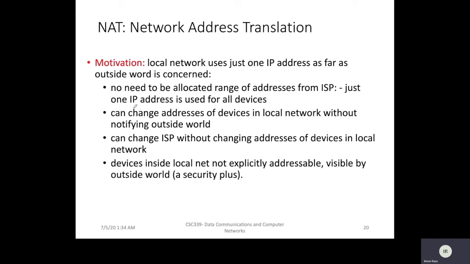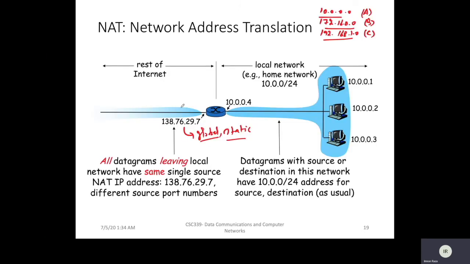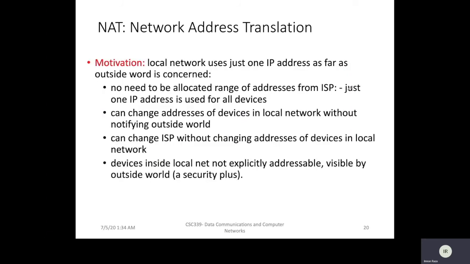And no need to allocate a range of addresses from the ISP. Just one IP address is used for all the devices. So why? Because we already have this shortage of IP version 4 addresses. So why should we be assigning global or static IP addresses to all these machines? There's no need of it, right? When I can make use of these private series IP addresses, and I can use one global static IP address for all these machines.